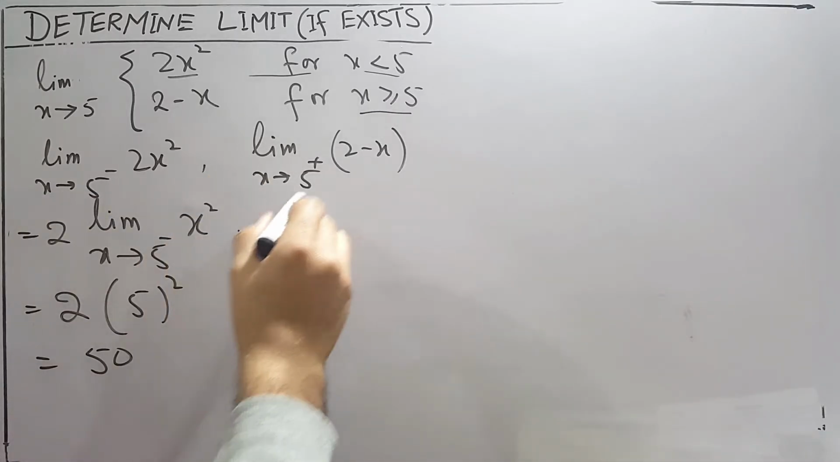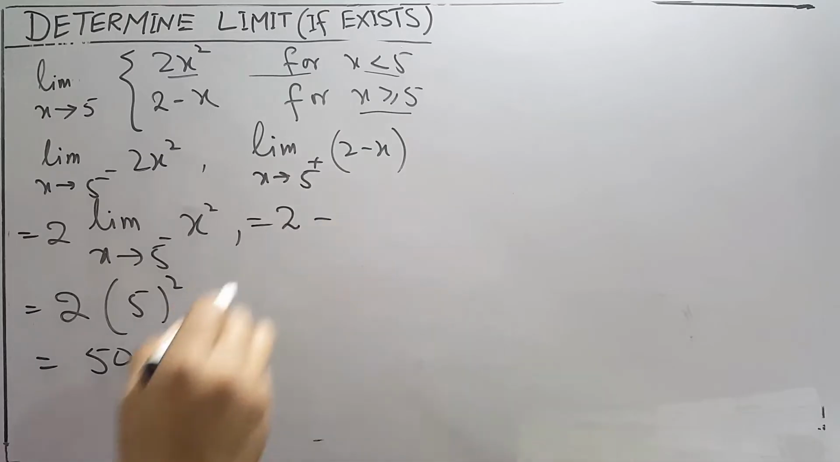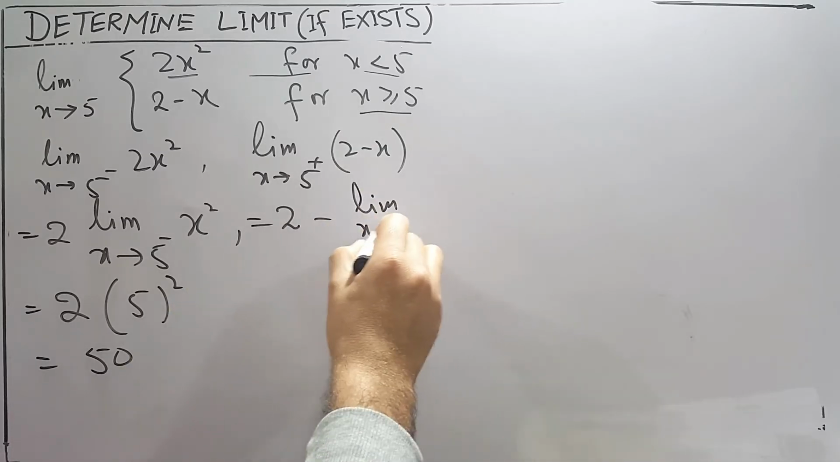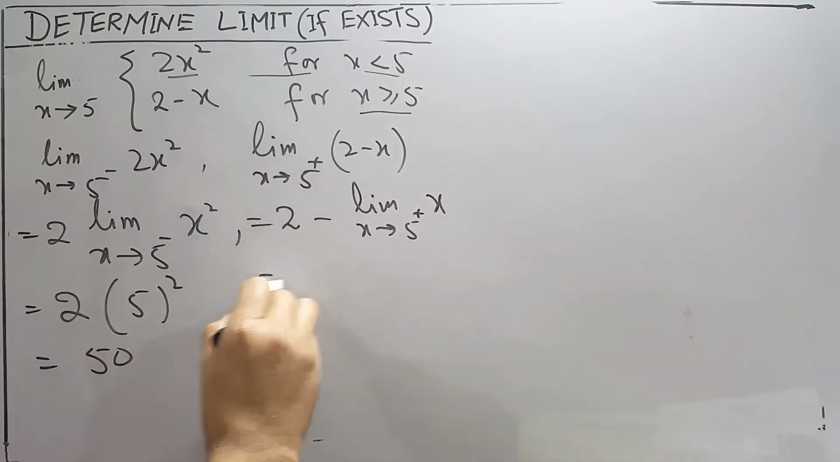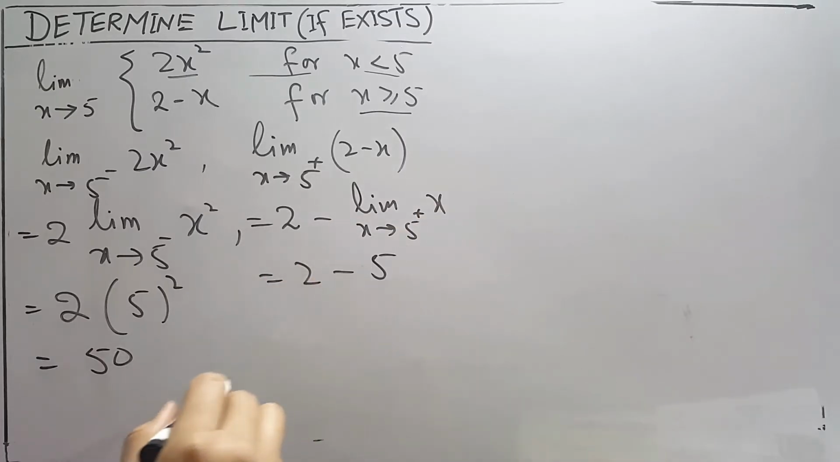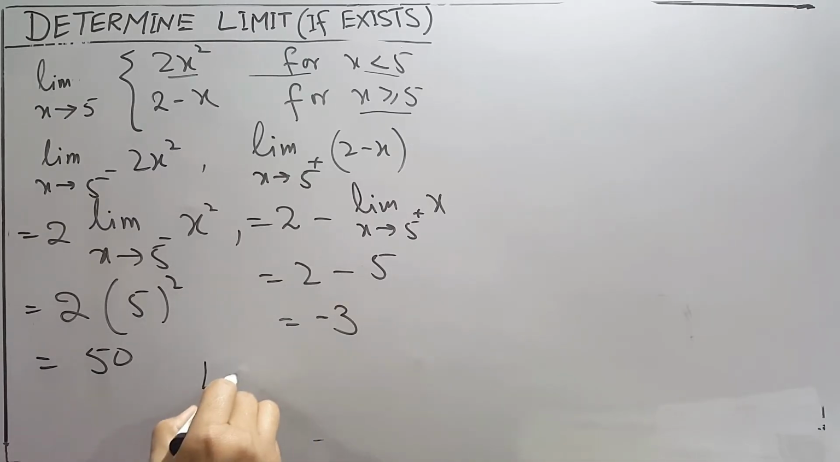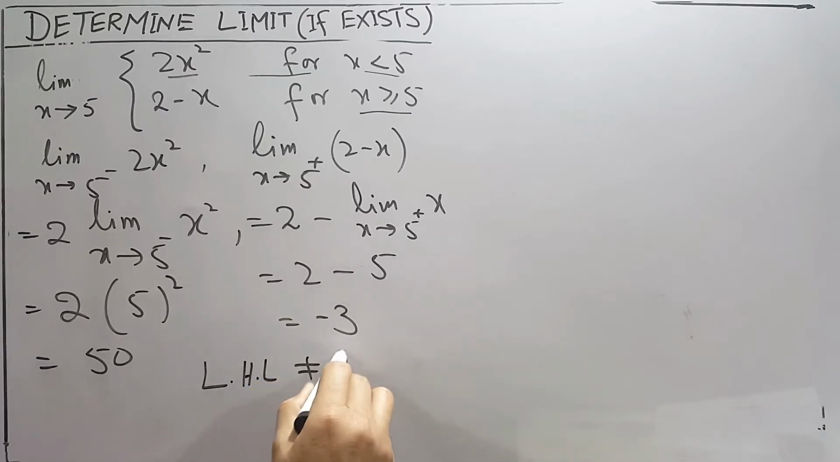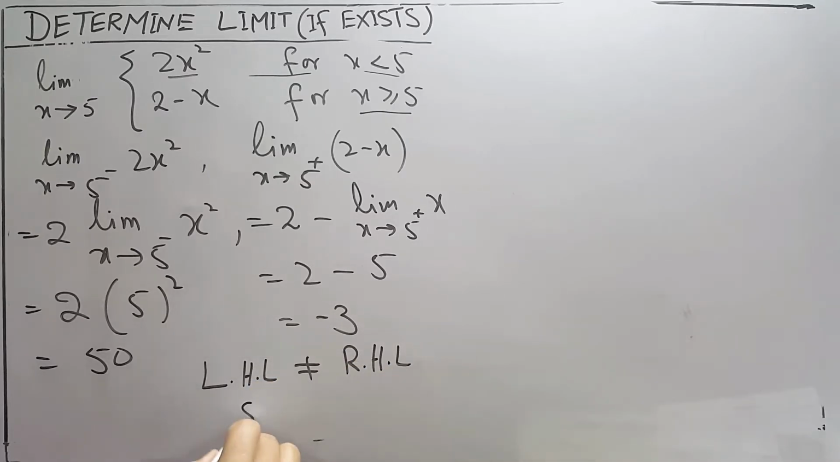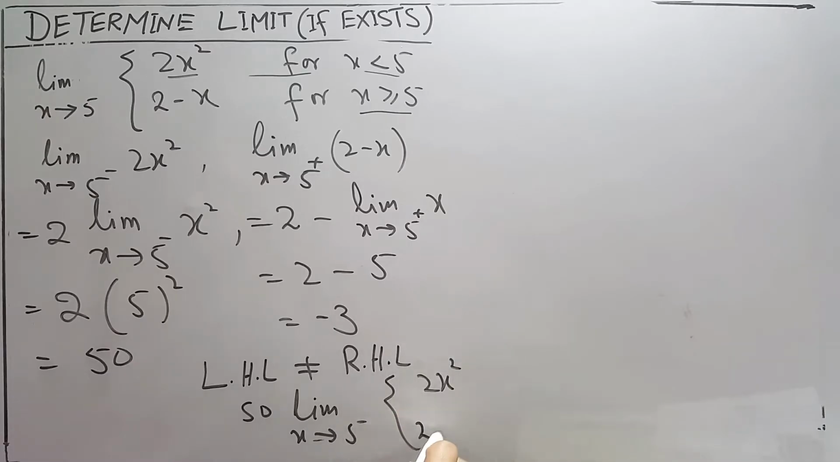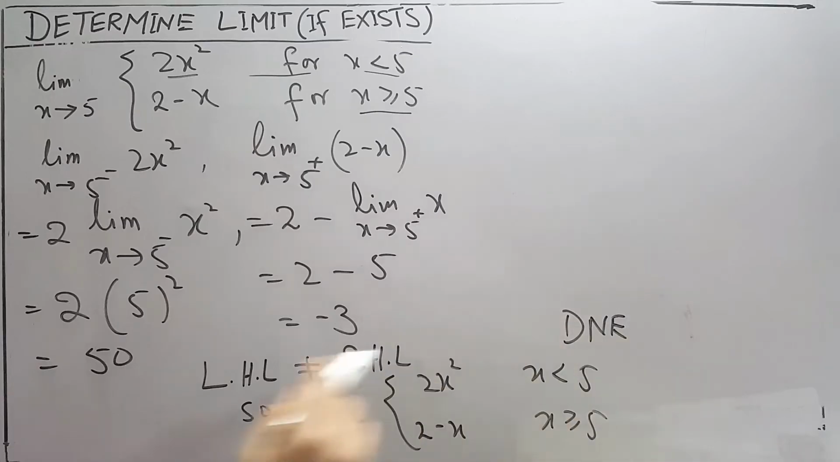Now the right hand limit, 2 is a constant, so we don't apply the limit on the 2. The only limit that we apply is on the x. Now straight away apply the limit, and then you can see that this is minus 3. Since the left hand limit is not equal to the right hand limit, the limit as x approaches 5 of this function, for x less than 5 and greater than or equal to 5, does not exist.